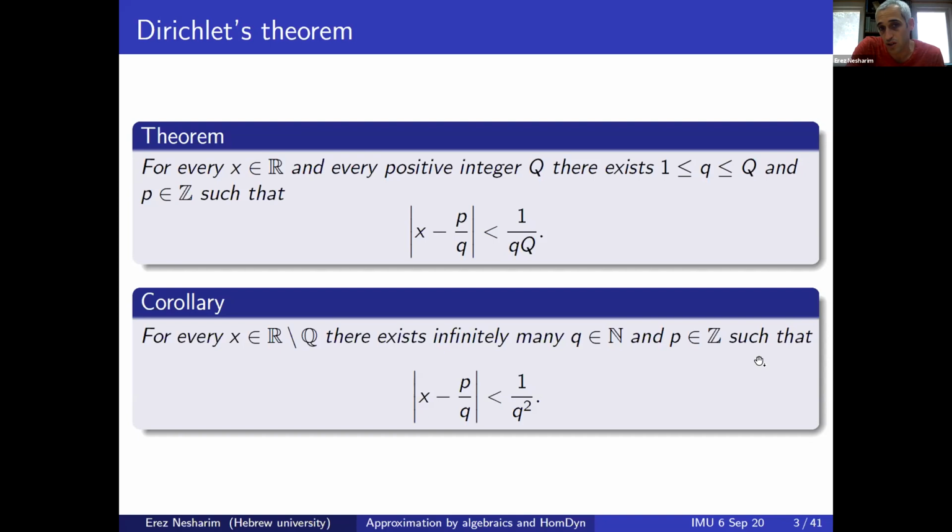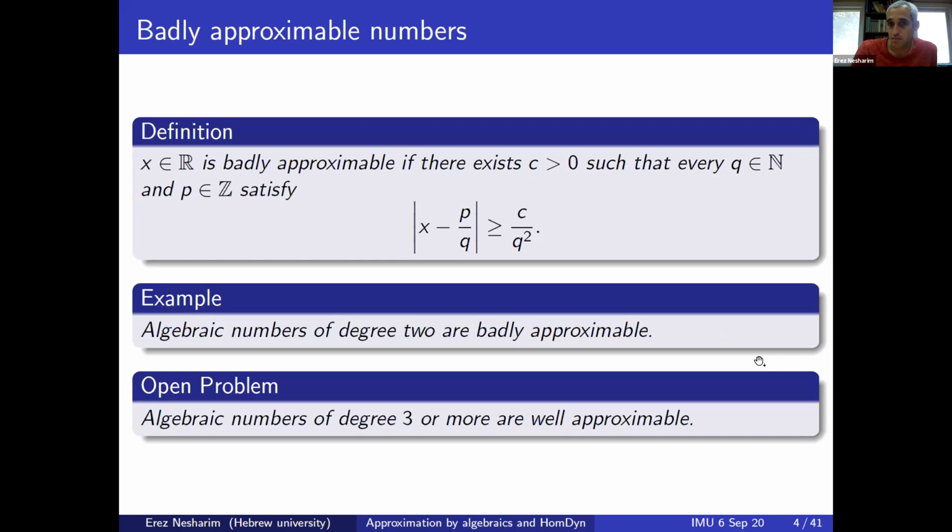A corollary of Dirichlet's theorem is that every irrational number has infinitely many approximations that are better than one over the denominator squared. But there are badly approximable numbers, numbers such that they don't have approximations that are better than a constant over the denominator squared. A famous example for badly approximable numbers are algebraic numbers of degree 2. And it is a famous open problem that algebraic numbers of degree bigger than 3 shouldn't be badly approximable. So they should be well approximable.